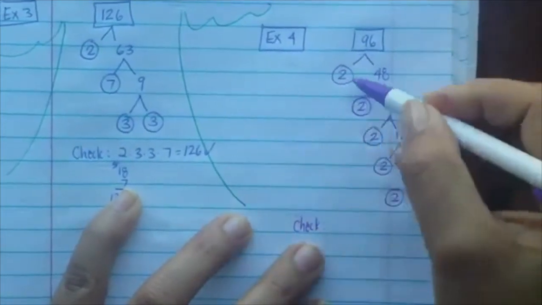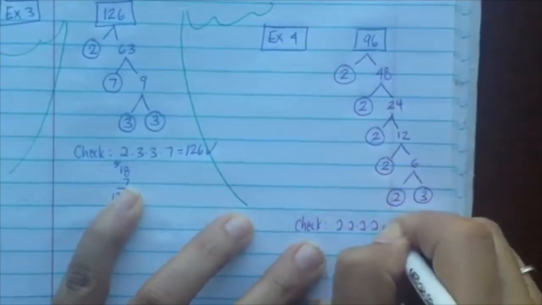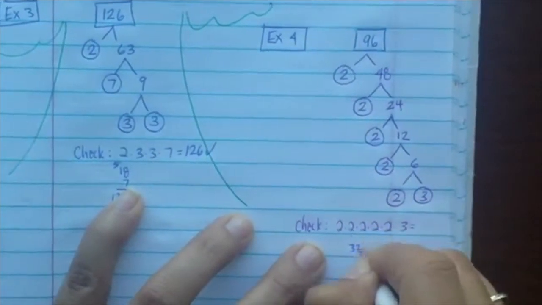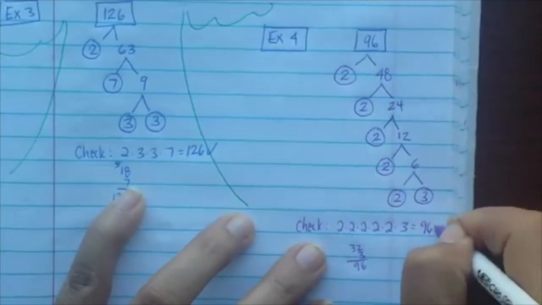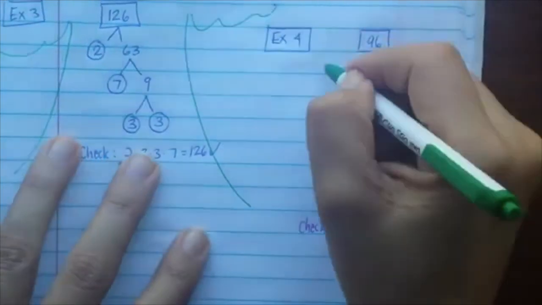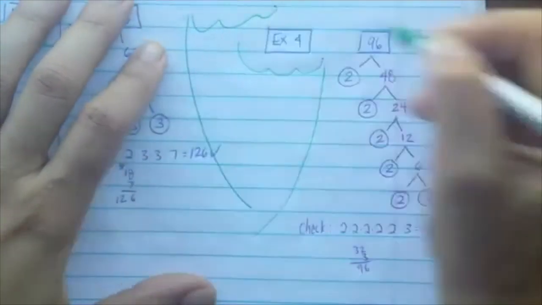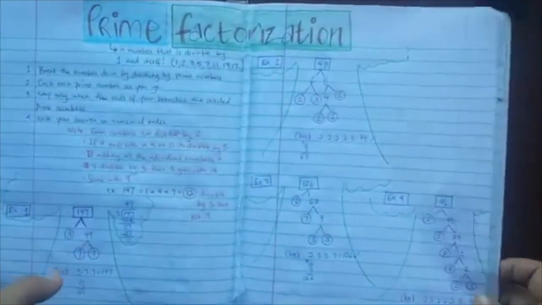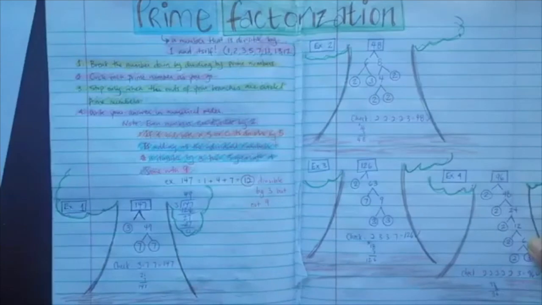So we're going to check it. We've got 1, 2, 3, 4, 5 2's and the 3. 2 times 2 is 4, times 2 is 8, times 2 is 16, times 2 is 32. 32 times 3 is 96. Alright, so I am good and I've checked it. So let's practice because you're actually going to need this for the next thing that we're going into.